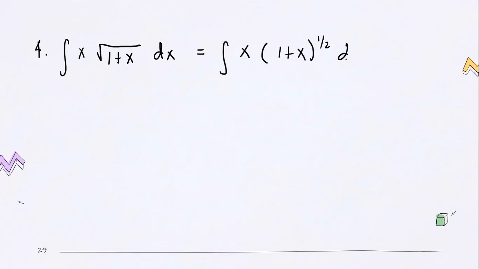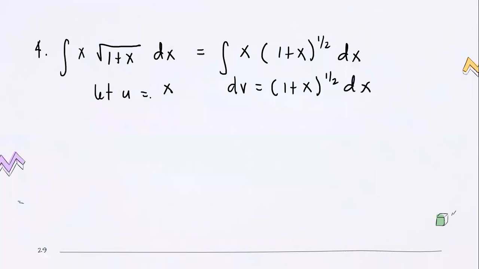Number four. The integral of x square root of 1 plus x dx, that is also equal to the integral of x times the quantity 1 plus x raised to 1/2 dx. Let u is equal to x and dv is equal to 1 plus x raised to 1/2 dx. The derivative of u is dx.